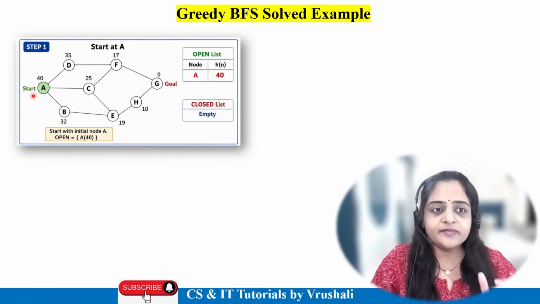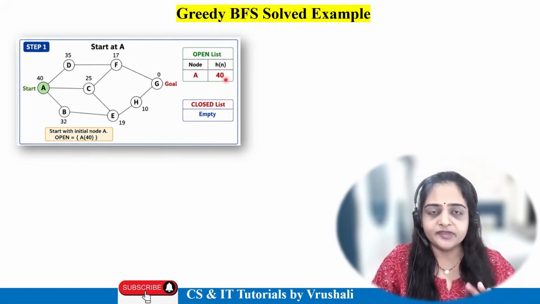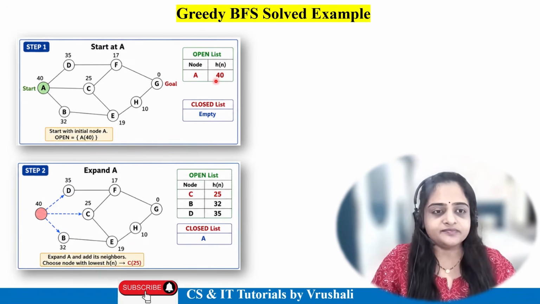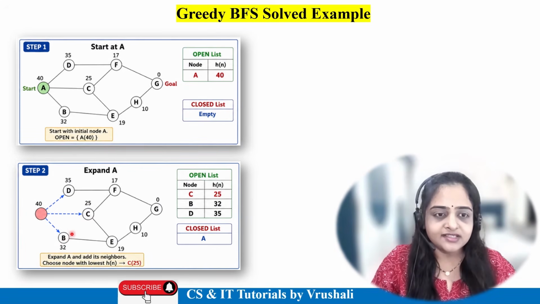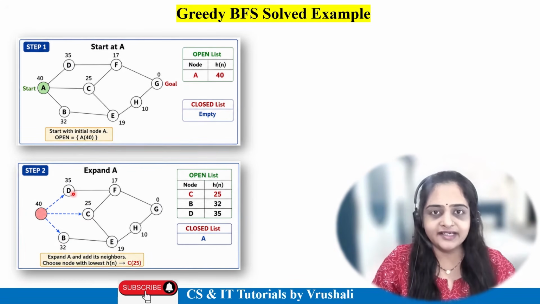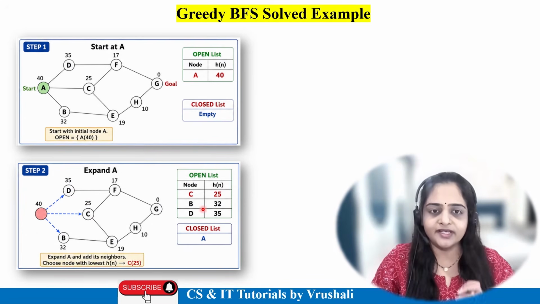So first step, you need to initialize with A. This is your starting node. So mention A in the open list, and its heuristic value is 40. This heuristic value is always denoted by h of n. Okay. Now next, in the second step, you have to expand A, meaning find the paths from A. So there are three paths, B, C and D. Right. So mention this expanded node now in the open list.